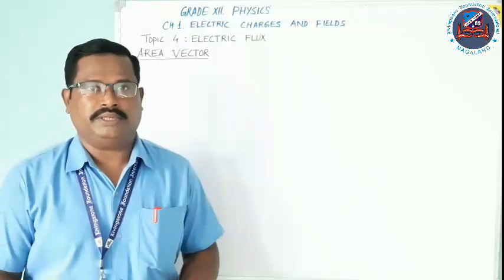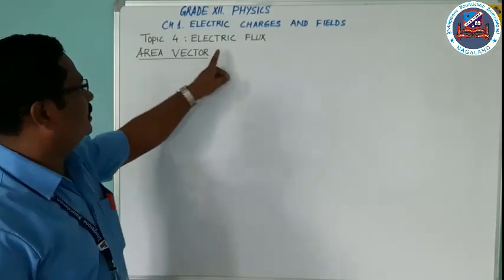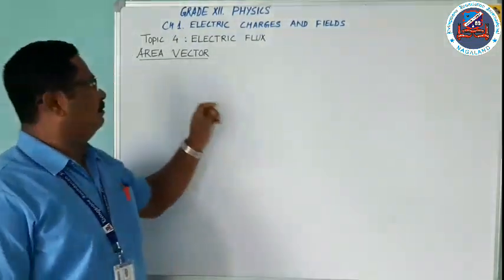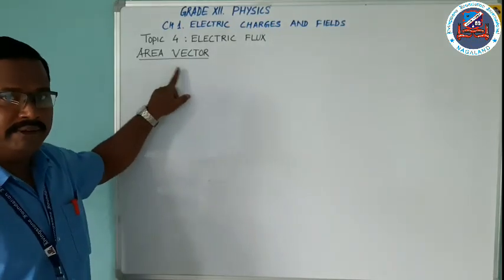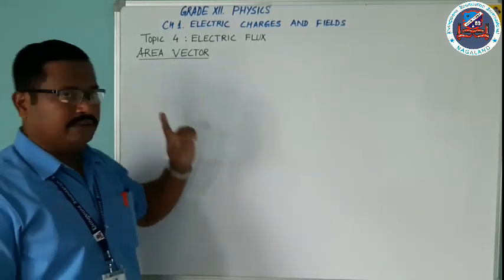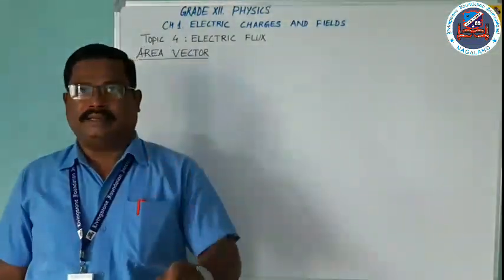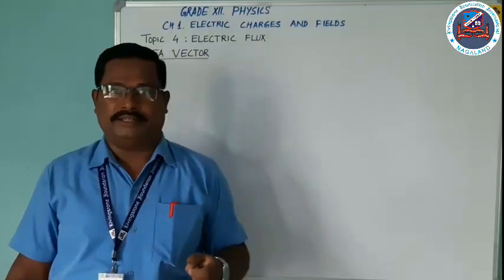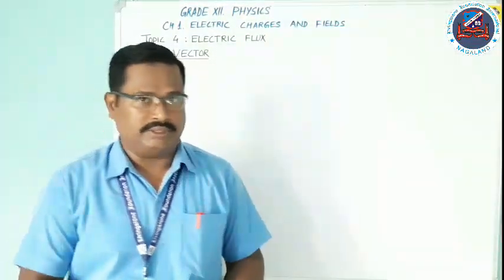Hello everyone. Today we are into the top topic of the first chapter, that is electric flux. First of all, to know electric flux, we need to know about area vector. Generally, we know that area is a scalar quantity, but if you give a particular direction to that area, it will be termed as area vector.